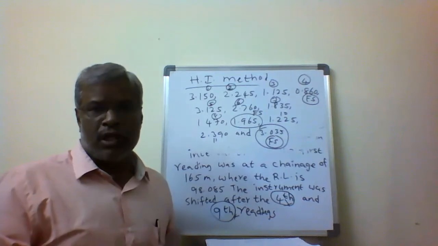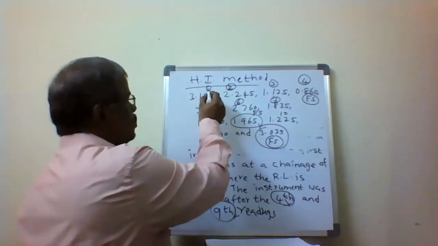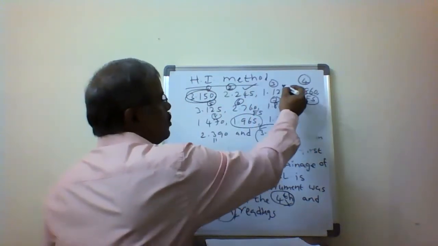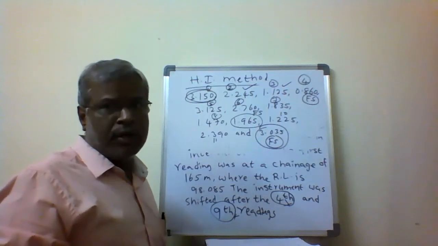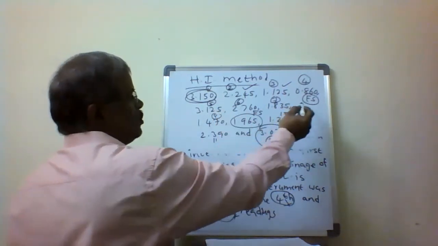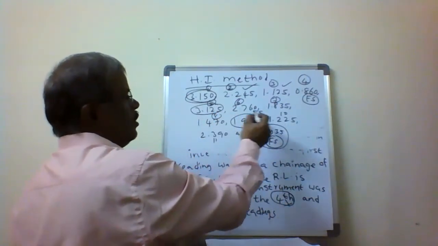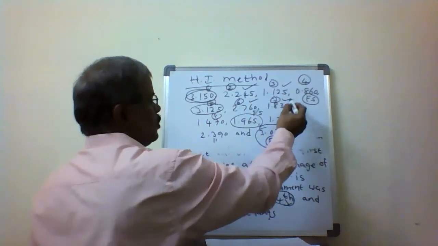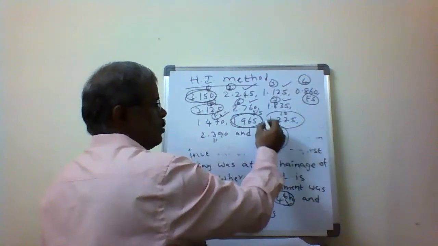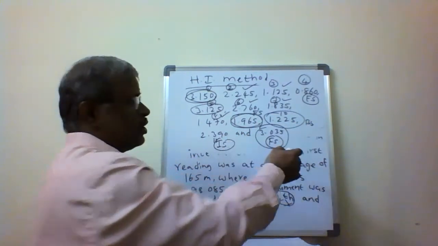Now we have to enter into the level field book based on the readings. The first reading always comes on the backside, and this is the foresight. Then this reading and this reading come as the intermediate sight readings. Then the foresight reading here comes as the backside reading. Then this is intermediate sight, this is intermediate sight, and this is intermediate sight. Then foresight. After that foresight, it comes as the backside reading. This is intermediate sight reading, and the last reading is foresight.